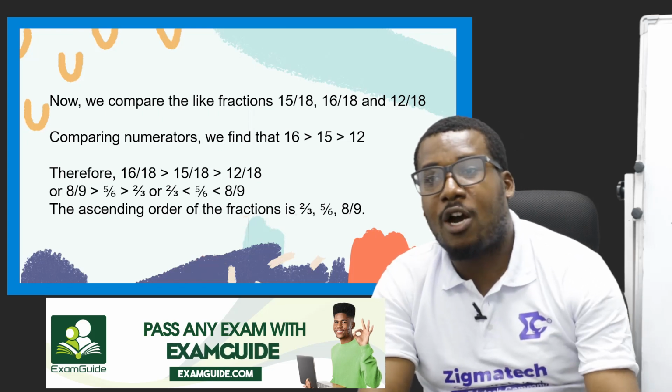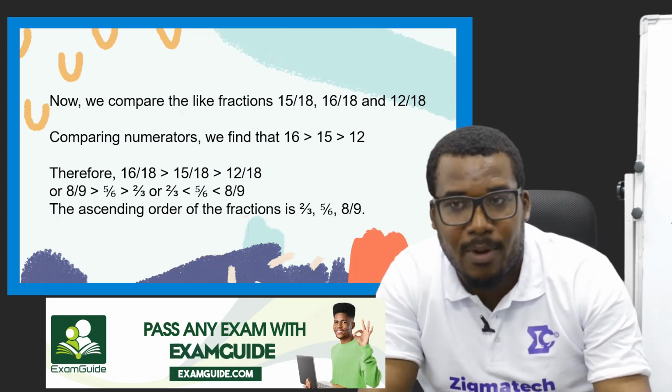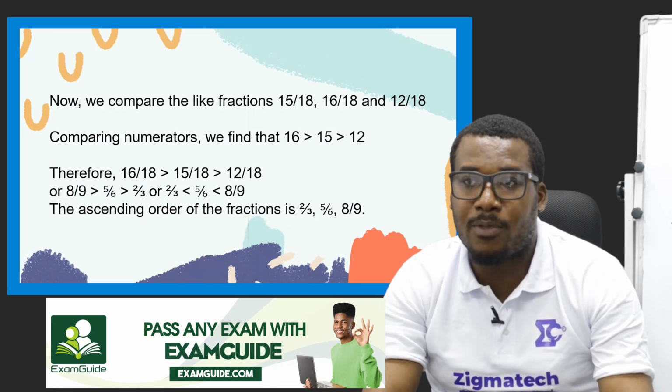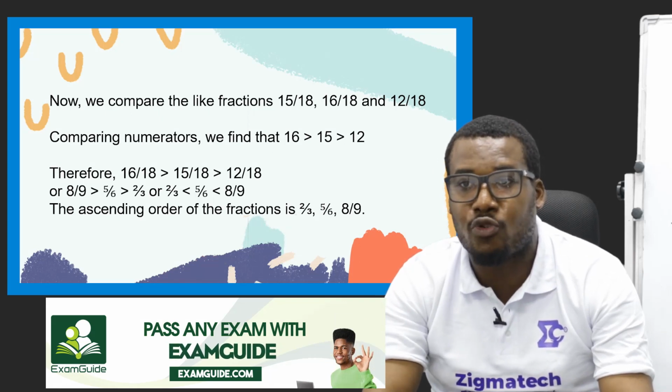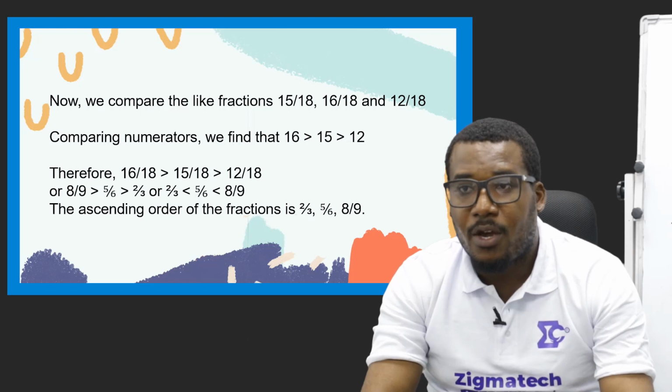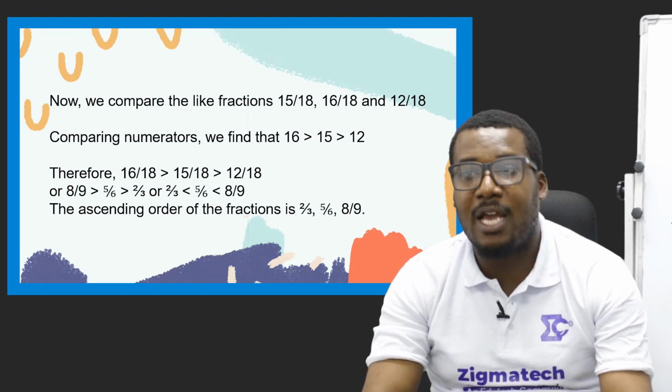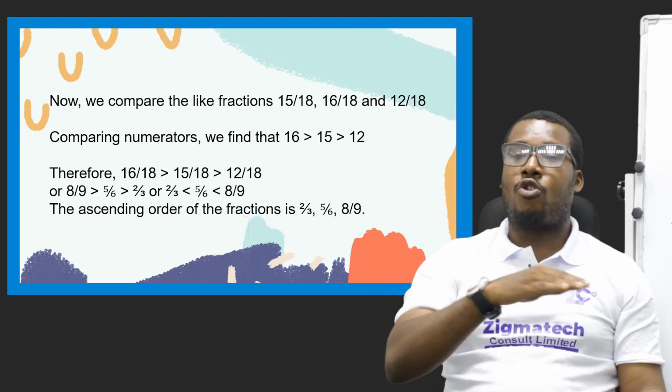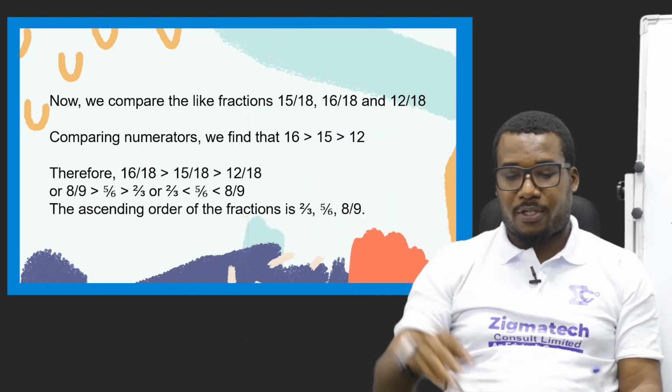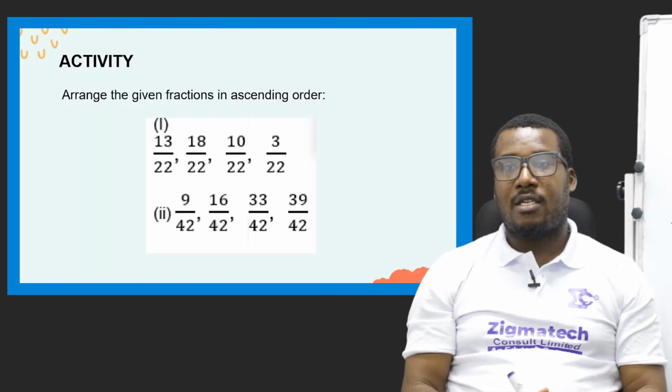The ascending order of the fraction now is using the smallest number. 2 over 3 now we find out to be the smaller number, which is the one that gives you 12 over 18. 5 over 6 the next, and then 8 over 9. You're going from the lowest to the highest. Let's see the next point.